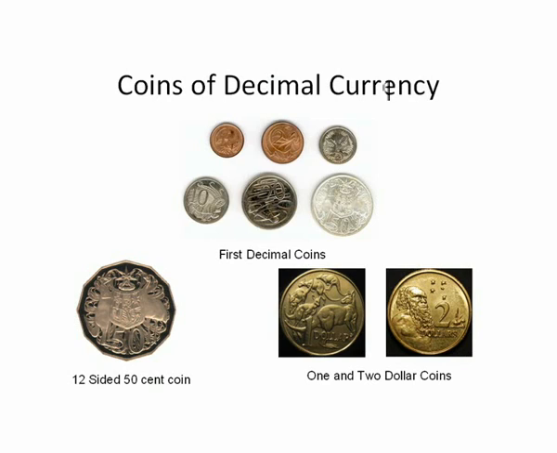The reason for the change to decimal currency was to make money calculations easier. The first coins of Australian decimal currency were the 1, 2, 5, 10, 20 and 50 cent pieces. The 50 cent piece began as a round coin and was changed to a 12-sided coin in 1969. The $1 coin was introduced to replace the note in 1984 and the $2 coin replaced the note in 1988 as part of the bicentennial celebrations.